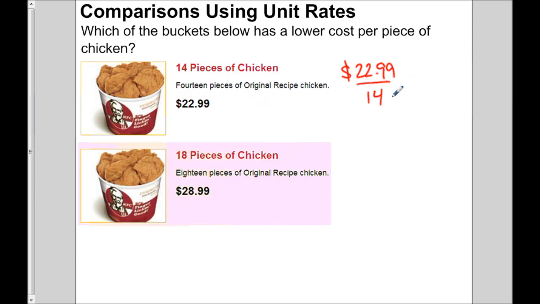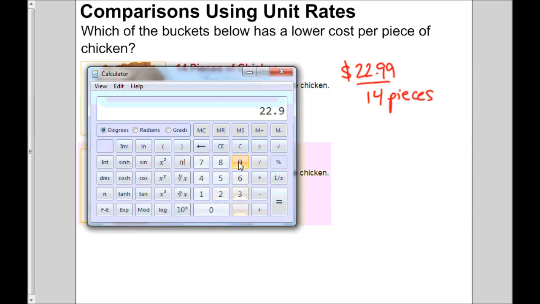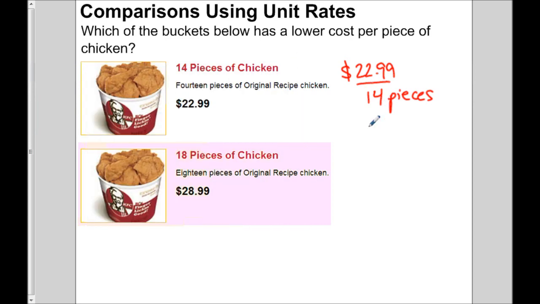Let's put pieces, right? Okay. So the units here will be dollars per piece, and that's exactly what I want. So let's do $22.99 divided by 14, and that's $1.64 roughly. Okay, so that's $1.64 per piece. Let's look at the second one.